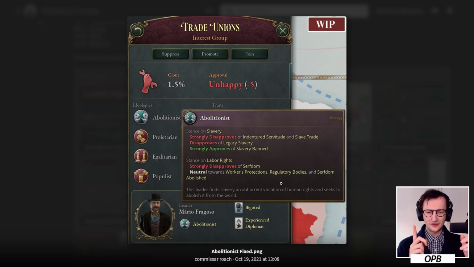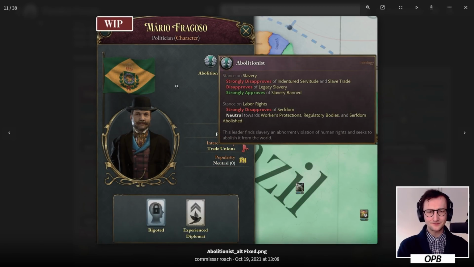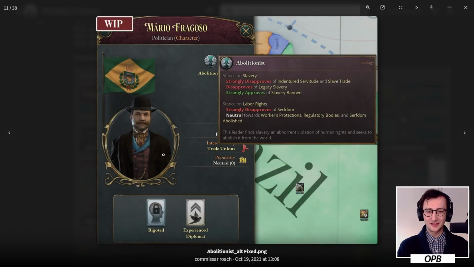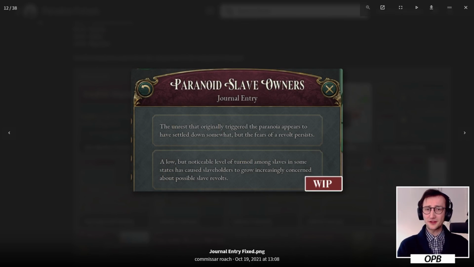If this is Brazil, many people pointed out that Brazil has a very interesting history related to slavery, especially in this time period. So very cool how that would play out with the trade unions in Brazil. Mario Fragoso is an abolitionist, so he's putting this trait in. By default, the trade unions are not abolitionists in Brazil. They're proletarian, egalitarian, and populist, and then he comes in and adds the abolitionist trait, and of course, bigotry and being an experienced diplomat.